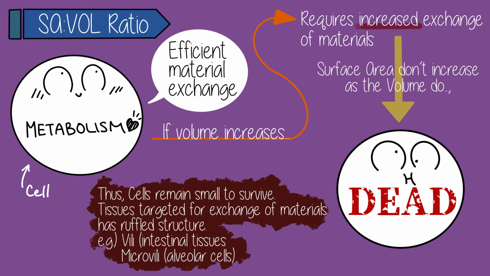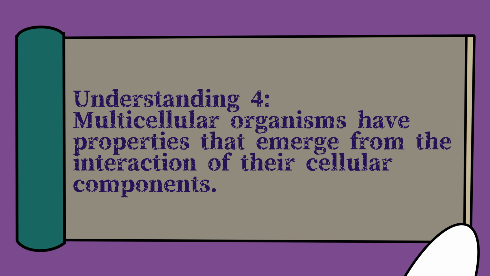Additionally, cells and tissues targeted for exchange of materials and gases often have ruffled structures to optimize material transfer. As an example, villi in intestinal tissues and microvilli in alveolar cells. Understanding 4.